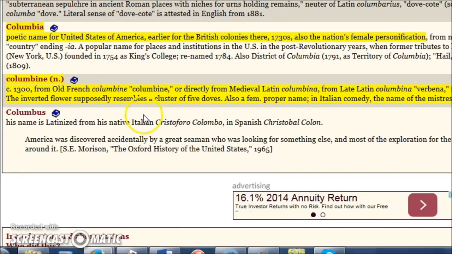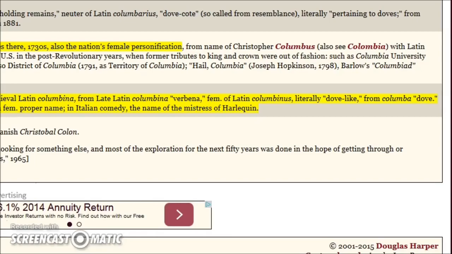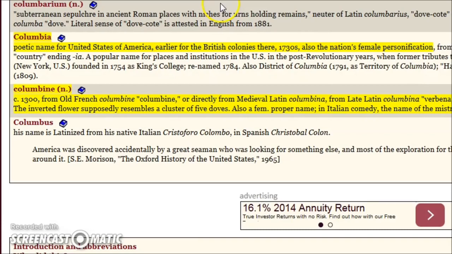Remember Columbine School that had the shootings? This is from 1300. So this is probably the oldest root, from French Columbine, or directly from medieval Latin Columbina. And over here we see that it literally means dove-like, from columba, meaning dove. The inverted flower supposedly resembles a cluster of five doves. What is that about? So let's look at district.